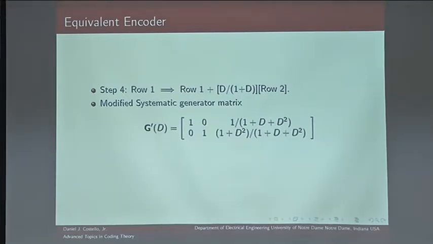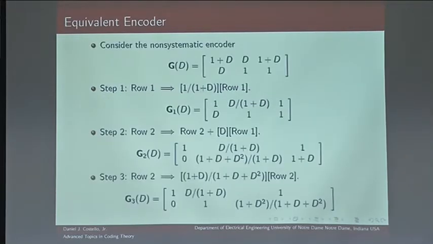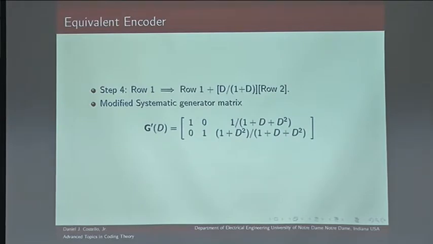This was a rate 2/3 encoder. Maybe I didn't say that. This is a rate 2/3 encoder. It's got 2 rows and 3 columns. So there's 1 parity sequence, and these are the 2 parity generators in polynomial form or in rational function form.